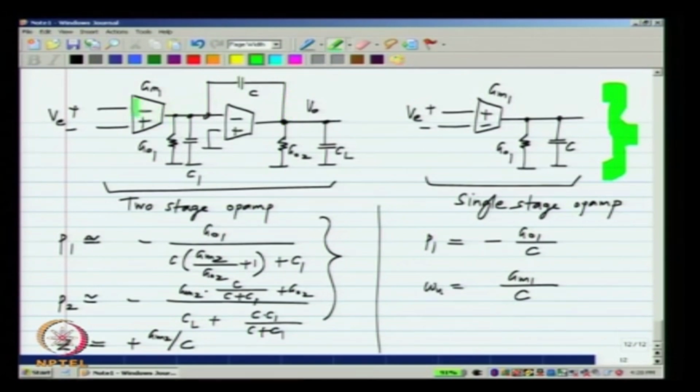So, the approximate transfer function from the input to the output is still GM1 by SC times VE. So, that means that the unity gain frequency here is GM1 by C as well. Okay. Now, this can also be verified very easily.